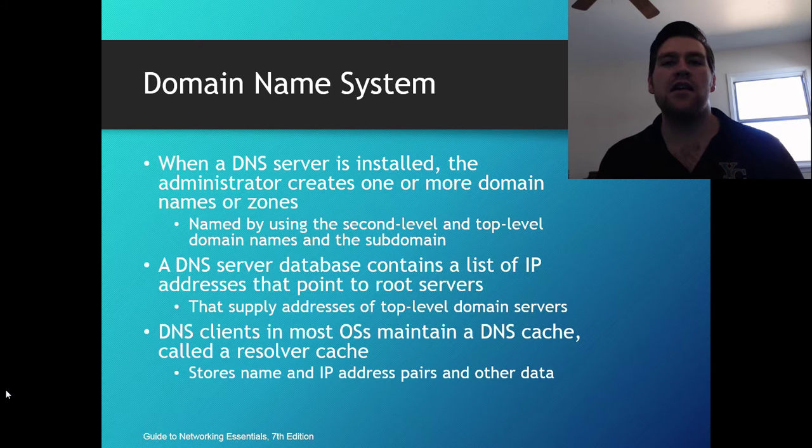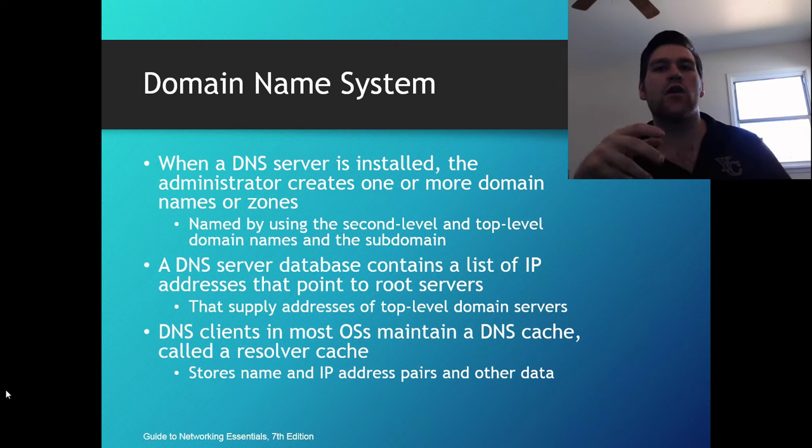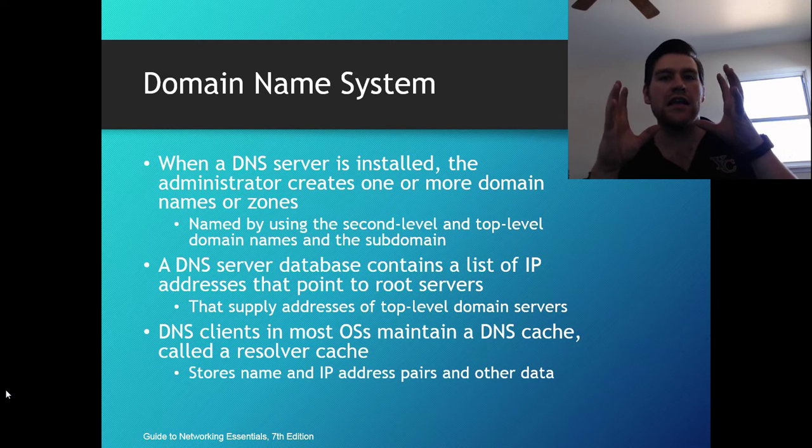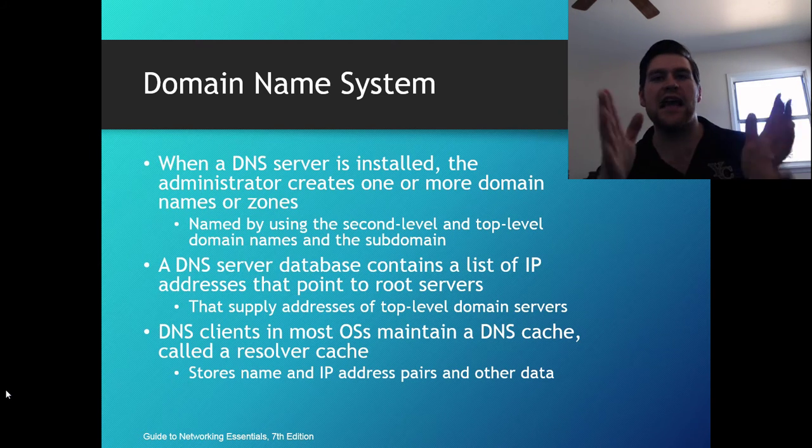DNS clients in OSs maintain a DNS cache called a resolver cache. If a computer on a network is consistently accessing a particular domain name, second level and top level domain name, it's going to keep a resolver cache of those domains so that it can quickly access that without having to go into the DNS system. That's why if you go to Google a lot, it may load slowly the first time you go, but then as you continue to go there, it's going to stay within that DNS cache that's locally stored.